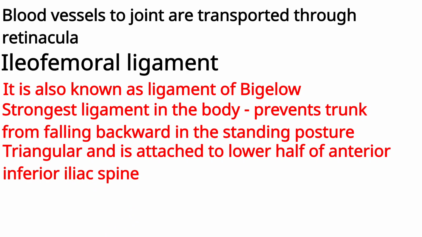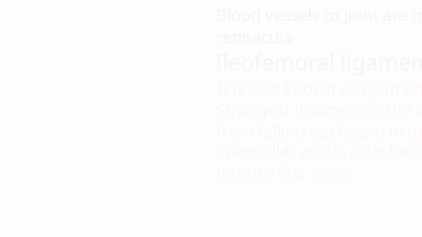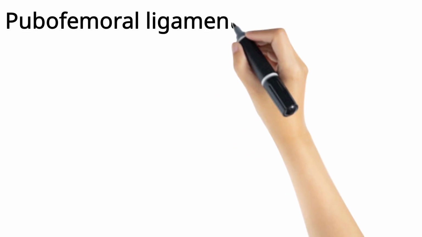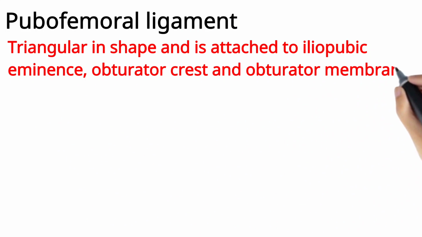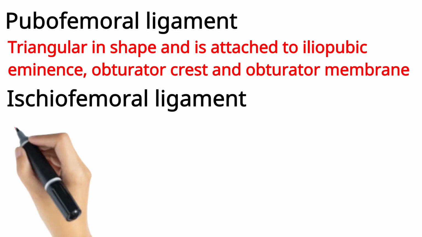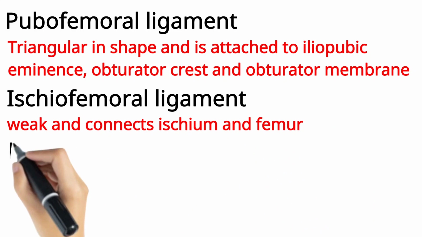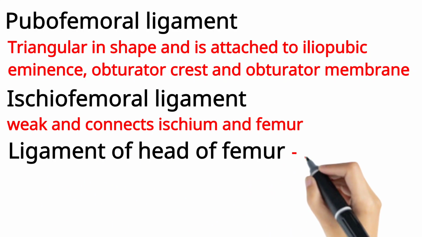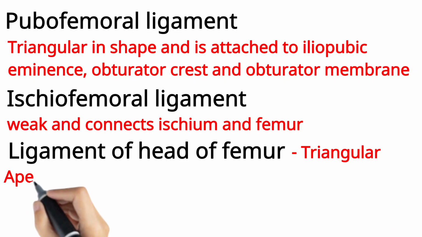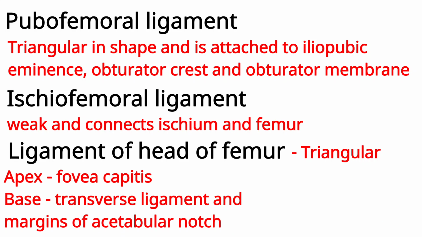This ligament connects the ilium of the hip bone to the femur. It is the strongest ligament present in the body. It prevents our body, that is the trunk and abdomen, from falling backward when we are standing. It is triangular in shape and is attached to the lower half of the anterior inferior iliac spine of the hip bone.